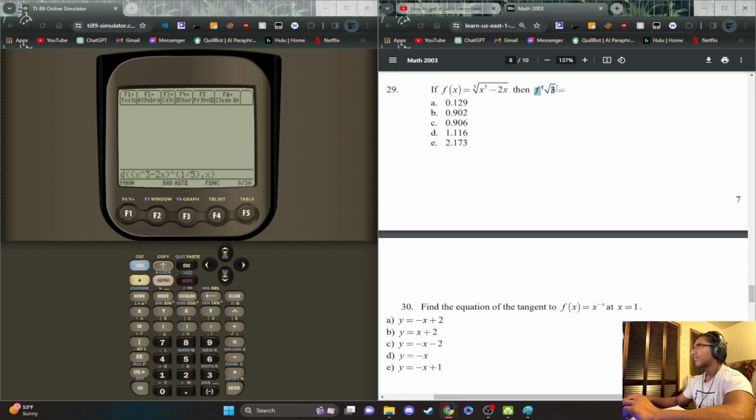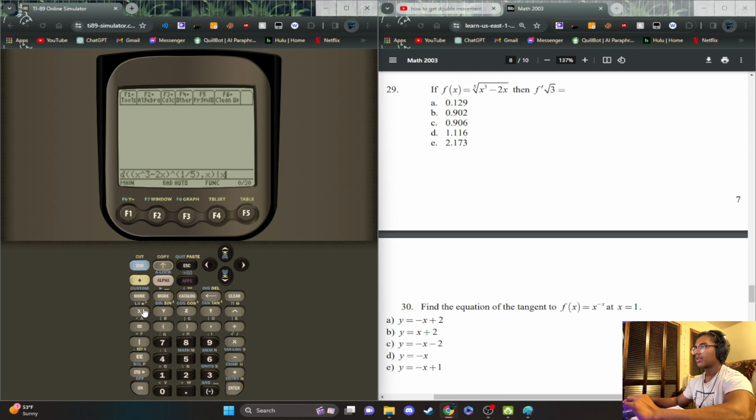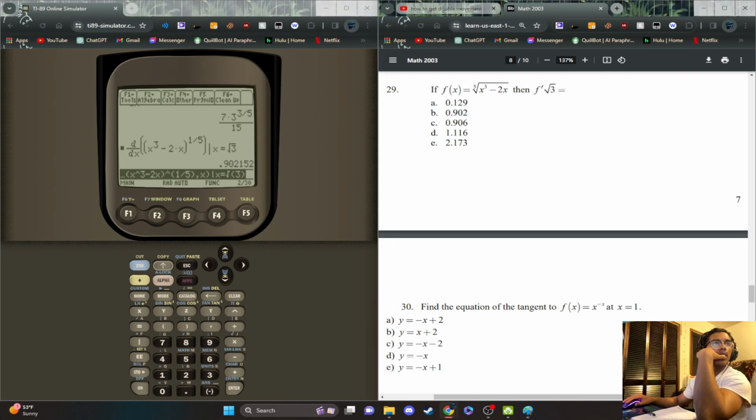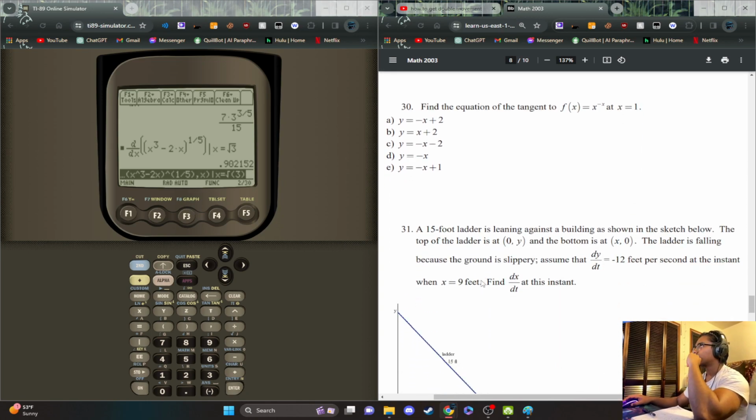Now we can plug in f of square root of 3. So you put the line again, and then you do x equals square root of 3. We'll close that. Let's see what we get. And if you get a value like that, you just press diamond and then enter again, and this will give you 902, which is B. Therefore 29 is B. Good. We're cooking so hard.